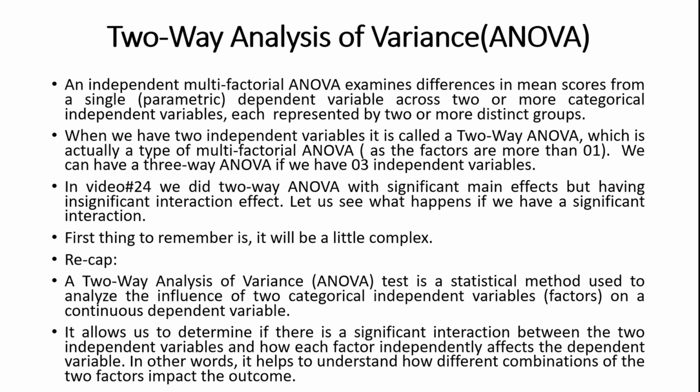This is the recap of two-way analysis of variance. A two-way analysis of variance is a statistical method used to analyze the influence of two categorical independent variables, which are called factors, on a continuous dependent variable. It allows us to determine if there is a significant interaction between the two independent variables and how each factor independently affects the dependent variable. In other words, it helps to understand how different combinations of two factors impact the outcome.